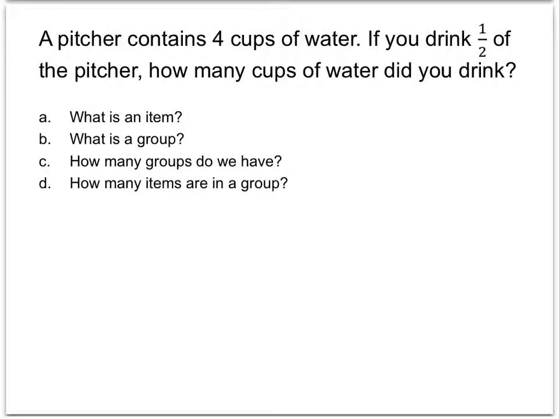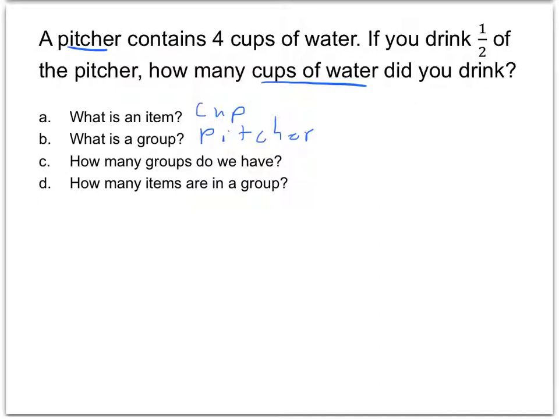Our second example here does have to do with fractions. It says a pitcher contains 4 cups of water. If you drink half of the pitcher, how many cups of water did you drink? So let's try to set this up. The first question is, what is an item? Well, we look at the question. It says, how many cups of water did you drink? So an item here is a cup of water. Part B, what is a group? Well, it says that we've got this pitcher here, and so that's our group.